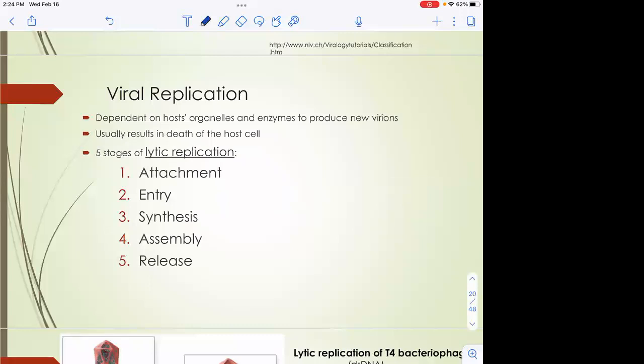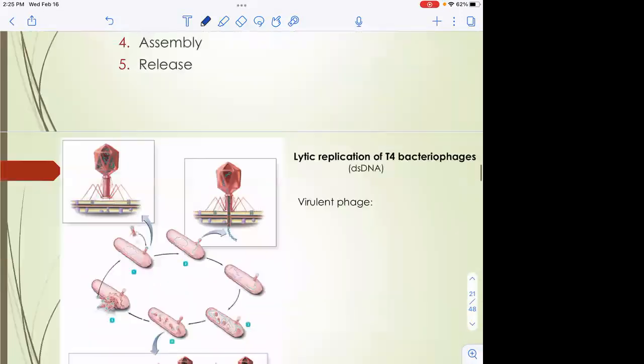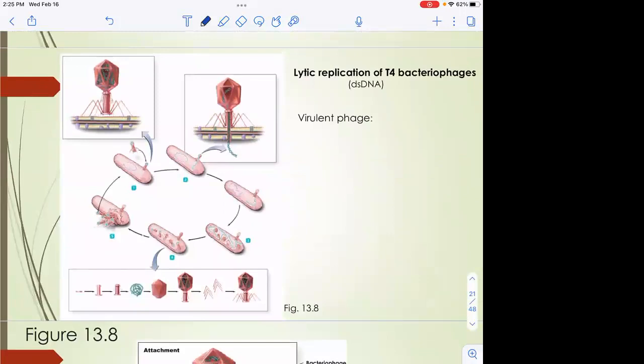And there are 2 different kinds of replication, really; the second kind is just a continuation of the first kind. So we have lytic replication. We'll talk about that first. And then lysogeny is just slightly different, and includes the lytic replication cycle. If we look at the 5 stages of lytic replication, we could break that down into attachment, entry, synthesis, assembly, and release.